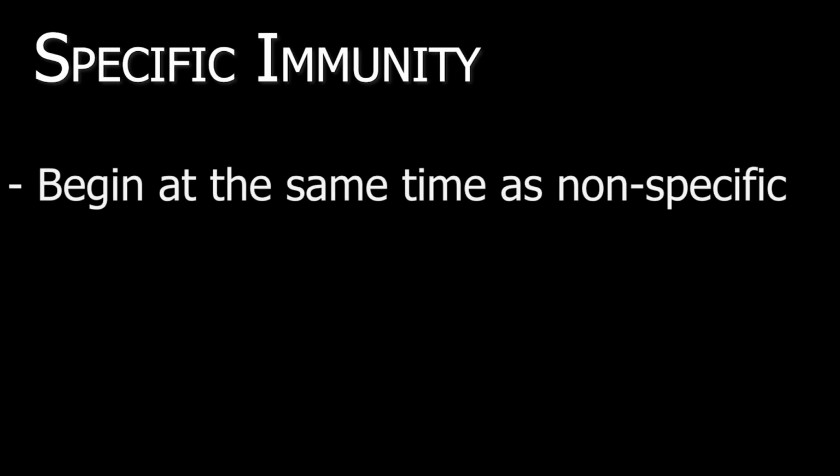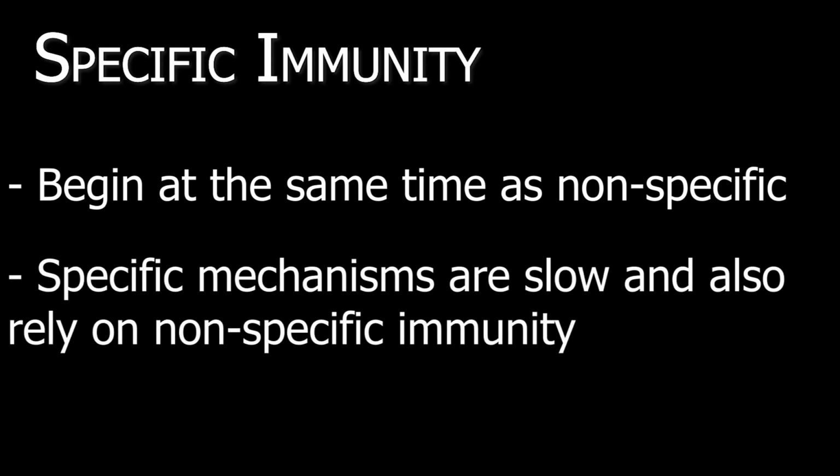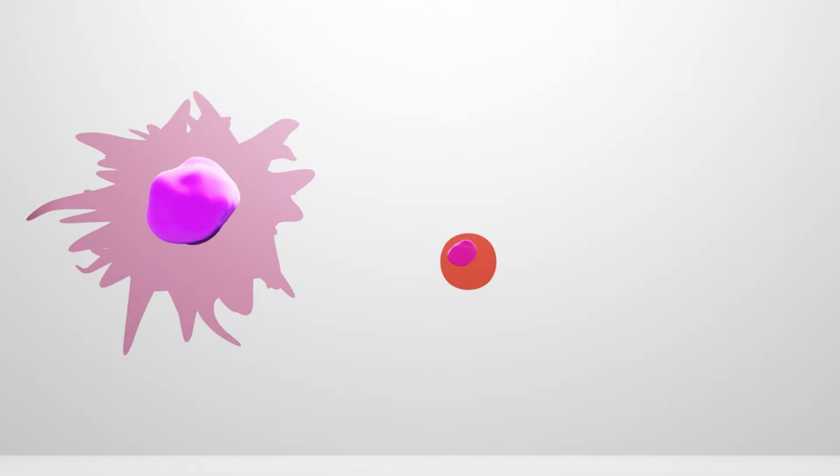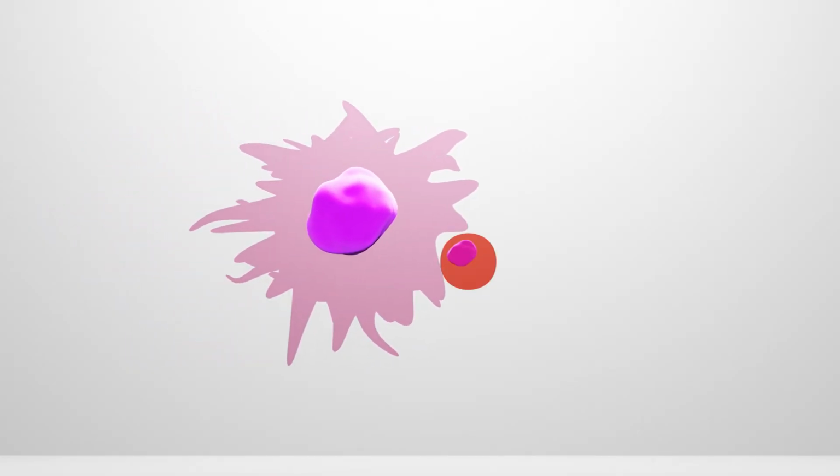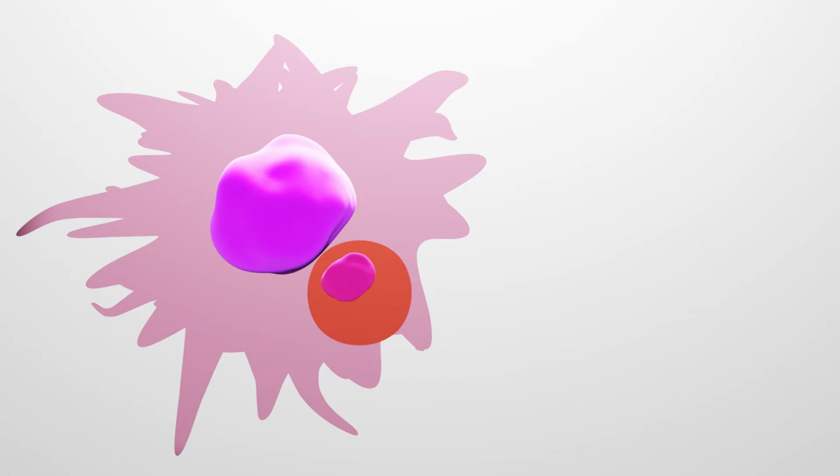So let's talk about the mechanisms of specific immunity. Mind that, they kick off right at the same time as the non-specific ones. Problem being, they are rather slow and also rely on previously mentioned mechanisms. Specific immune response starts with antigen-presenting cells. These are phagocytes in nature that consume bacteria. The bacteria is then killed off, and only some of their toxins remain.